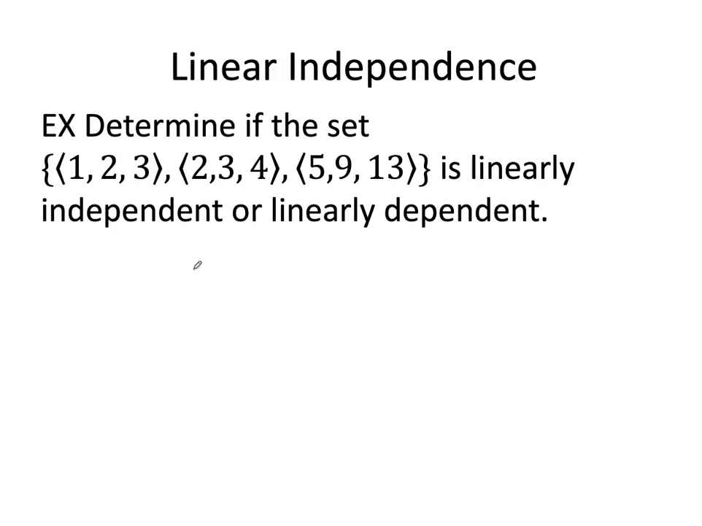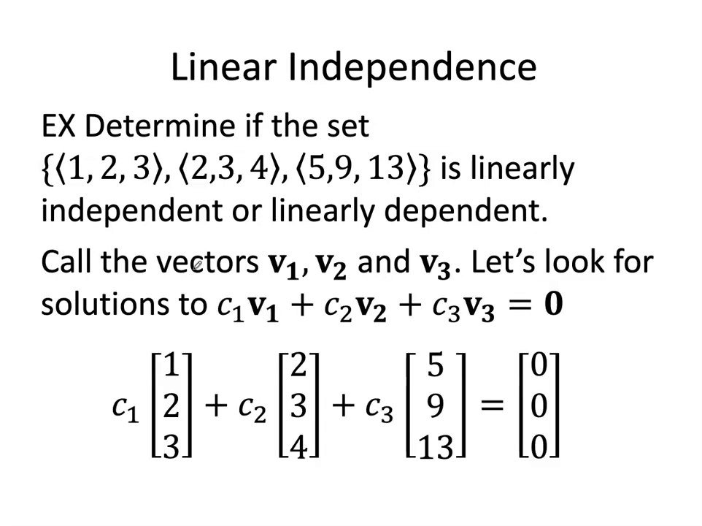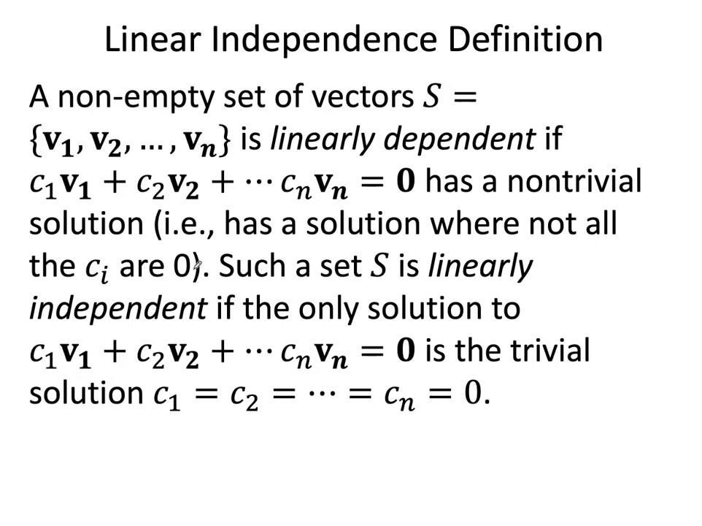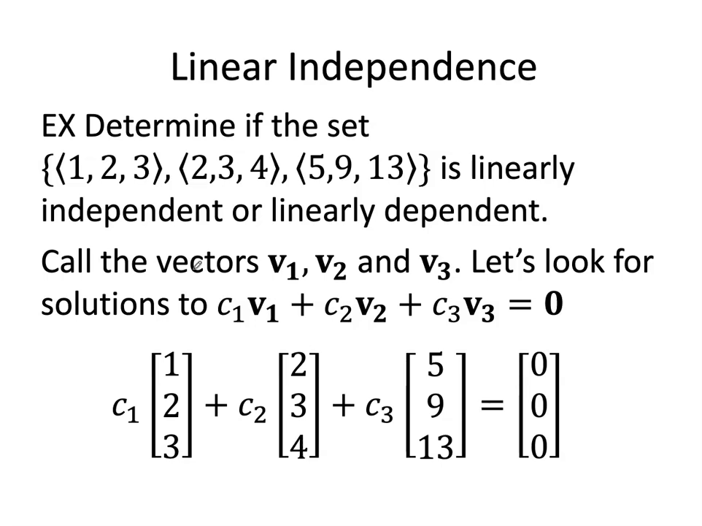For example, determine if the set (1, 2, 3), (2, 3, 4), (5, 9, 13) is linearly independent or linearly dependent. So going back to the definition, again, we want to be able to express c1 v1 plus c2 v2 plus c3 v3 equals 0 using non-zero c1, c2, c3. You know, it's okay if one of them is 0, even two of them are 0, but they can't all be 0. Okay, we're going to call these vectors v1, v2, and v3. Let's look for solutions to c1 v1 plus c2 v2 plus c3 v3 equals 0. We know, of course, that c1 equals 0, c2 equals 0, c3 equals 0 is a solution. That's the trivial solution. We already know that.